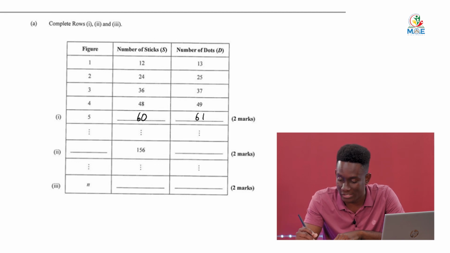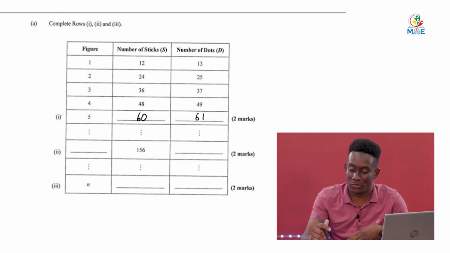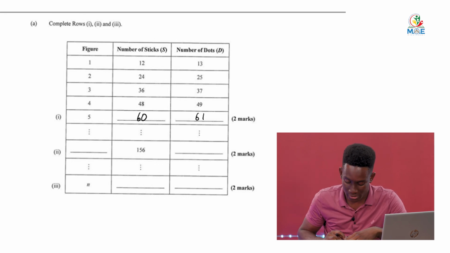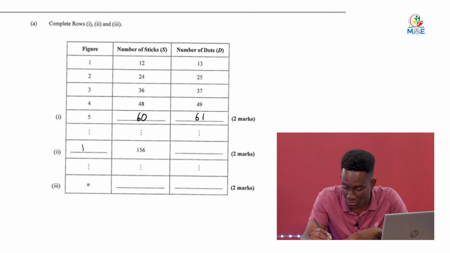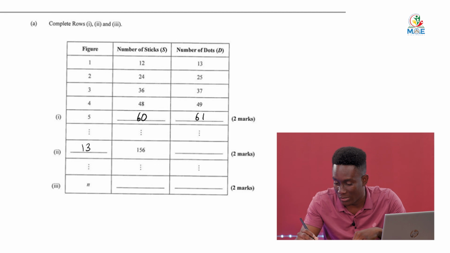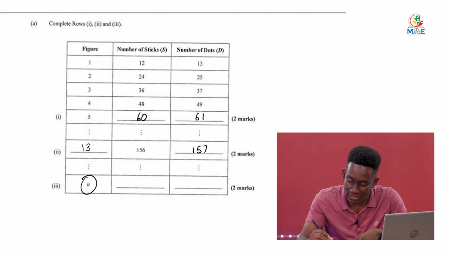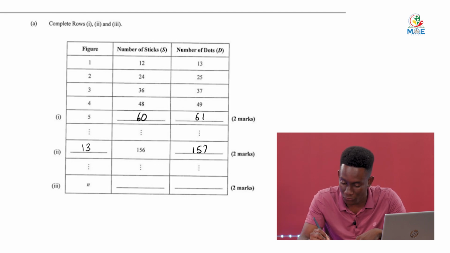And for this here, I see I just have to divide this 156 by 12, and that would give me the figure here. So I punch in my calculator, 156 divided by 12, and that would give me 13. And then I just add 1 to get this one here. This would be 157. And to get the nth term, whatever number is here, we're just multiplying this number by 12 to get this number. So this here would simply be 12 times n, which would be 12n.